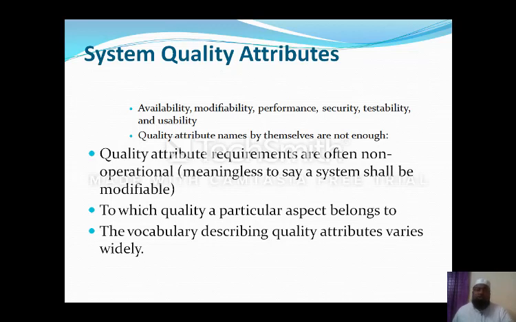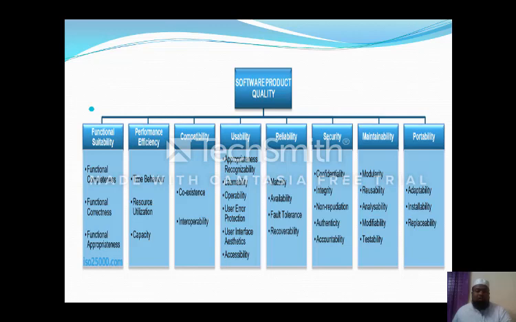So these are the things you need to keep in mind for the developing of a particular architecture. To which quality a particular aspect belongs to. What is the vocabulary describing quality attributes? If you see the software product quality: functional suitability, performance efficiency, compatibility, usability, reliability, security, maintainability, and portability. These are the main factors which are going to affect the software product quality.